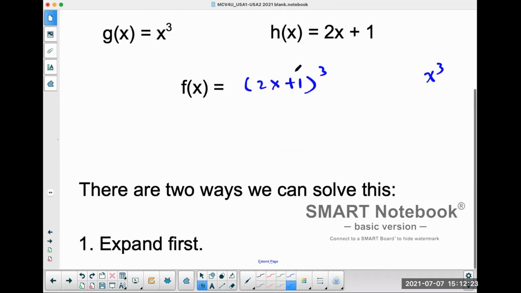One is you can expand this into a polynomial function, but that's a lot of work. Nobody likes to do that, especially when this is raised to the power of 10. Like, who wants to expand 2x plus 1 ten times? Not me. So I'm going to bypass that way, even though you can do it that way. Even expanding to the power 3 is going to take me a while.